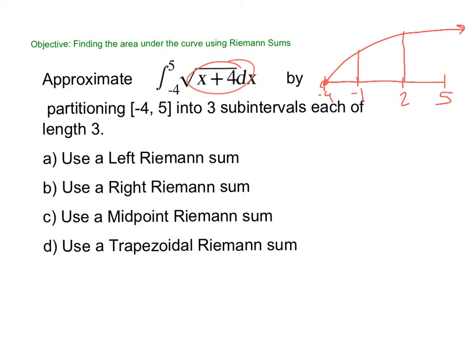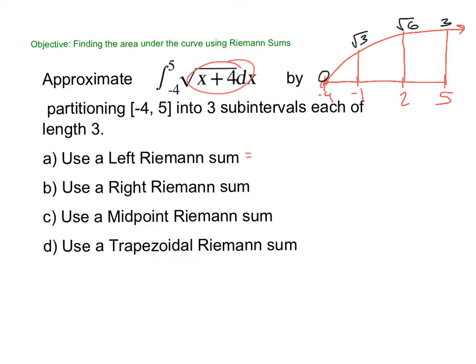And then I like to plug in right away. My y value here is 0. My y value here is √3. My y value here is √6. And my y value at the end at 5 is just the integer 3. Okay. All right. So the distance between each of those is 3.